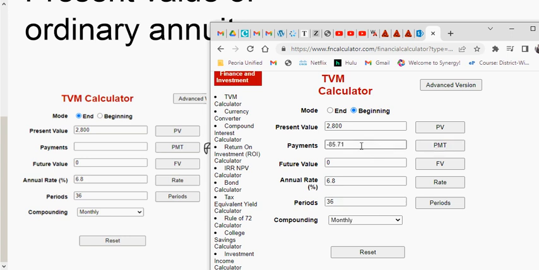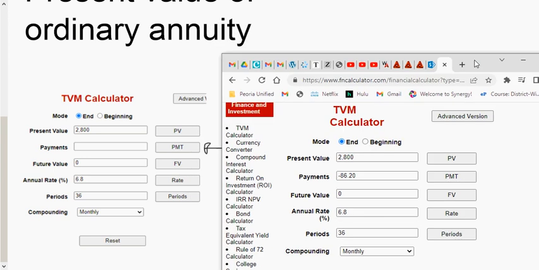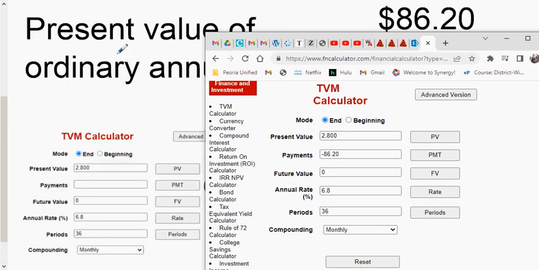We'll hit payment, and oh, I forgot one thing. Because I treated this as an ordinary annuity, since the problem doesn't say, I just used ordinary. I've got to make sure that an ordinary annuity is when you make your payment by the end of the month. So now we should be able to hit payment, and it will match that 86.20, which is what we had up here. You'll notice it says negative 86.20 because that's my payment. That's what I'm paying out.